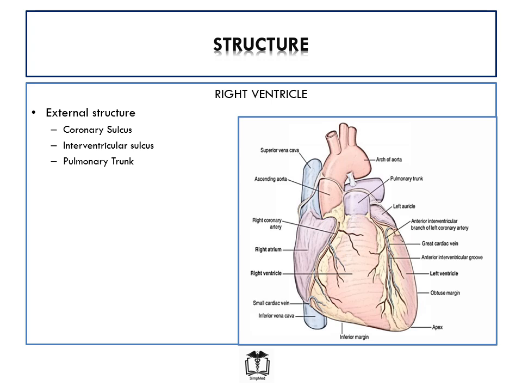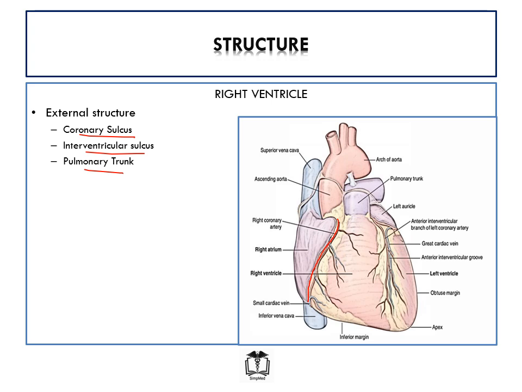Let's talk quickly about the right ventricle and the left ventricle. Starting off with the right ventricle, let's talk about the external structures we see. These include the coronary sulcus, the interventricular sulcus, and the pulmonary trunk. So let's start off with the coronary sulcus. It is the same coronary sulcus we talked about when discussing the right atrium. It separates the right atrium from the right ventricle, as shown here. So this is the coronary sulcus.